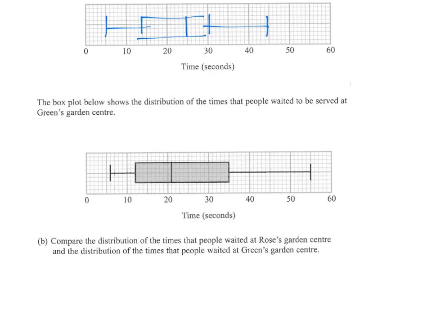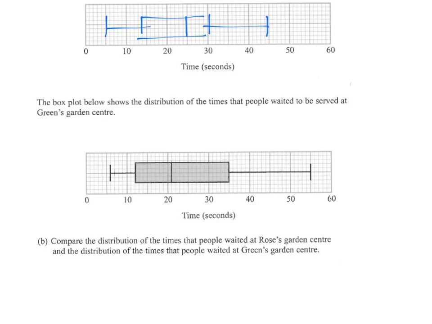So in the second part of the question, we're asked to compare the distribution of times people waited at Rose's Garden Centre and the distribution of times that people waited at Green's Garden Centre. We've got the Green's Garden Centre box plot here and the Rose's box plot above. So we need to comment really about the median and the spread. So we'll start with the median, and we can see, if we look at the median in the Green's Garden Centre, then it's considerably lower than the Rose's Garden Centre.